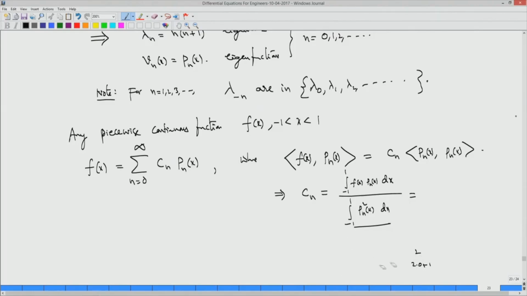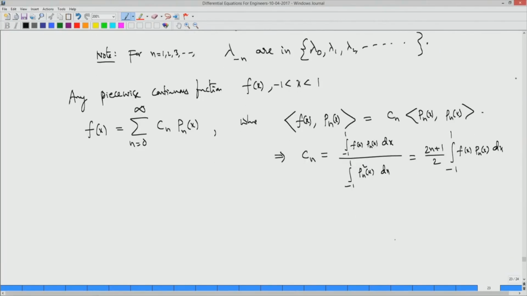So, which we know, this is equal to (2n plus 1) divided by 2 times integral minus 1 to 1 f(x) into Pn of x dx. This is my Cn. So, I have a Fourier series, this is called Legendre Fourier series, and these are Legendre Fourier transform, you can say.